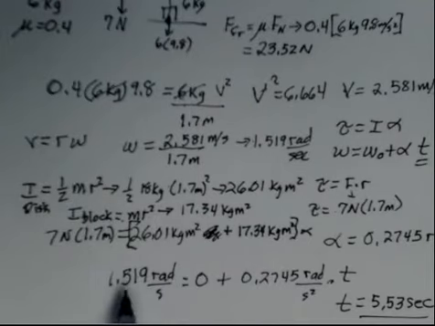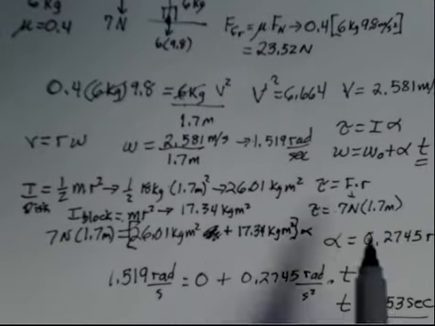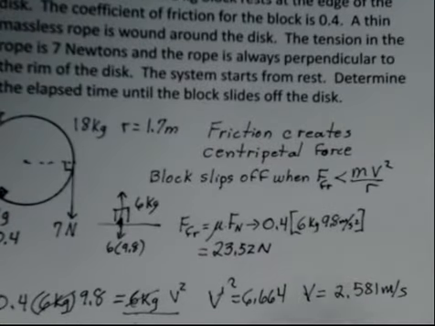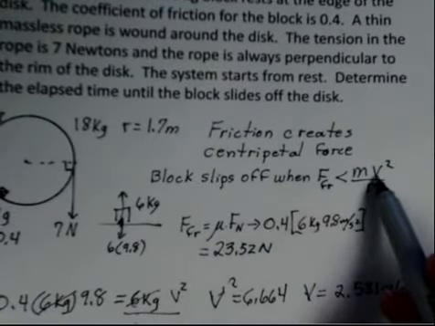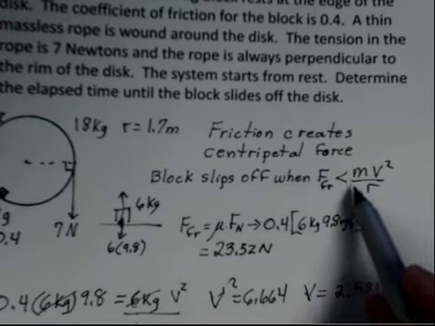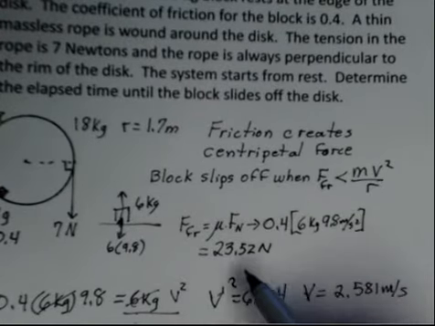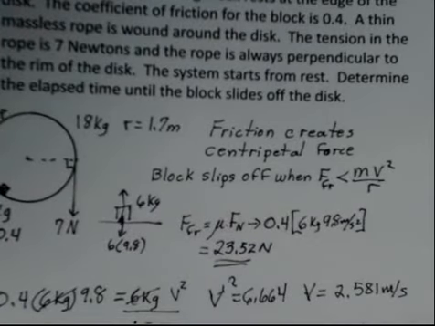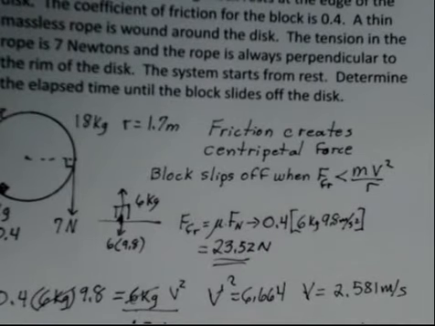When we achieve that, the force of friction equals the required centripetal force. As omega gets higher, the speed of the block gets higher and the required centripetal force gets higher, but we don't have any more friction. Friction's limited to that amount for our static friction, and consequently the block starts to slide off.